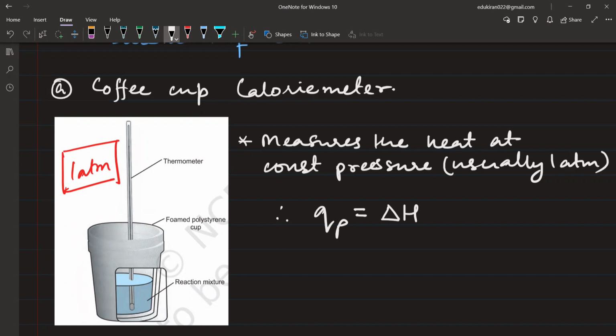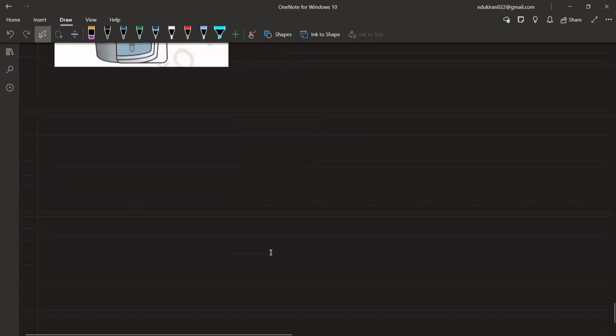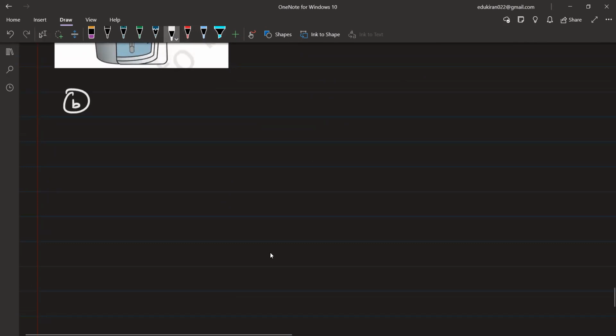You must have made it by now, everyone? Right, next, B part. In B part we are going to measure the heat exchange at constant volume, and for this we use a bomb calorimeter.